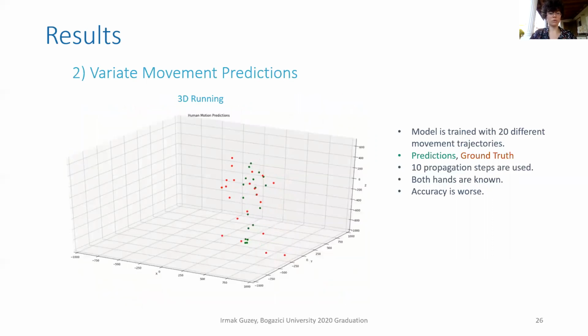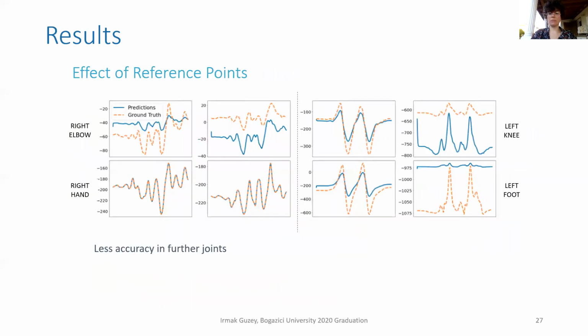And this is also another look in 3D for the running action. To further investigate the model and the results, here we show the predicted and ground truth positions of different joints through the walking trajectory from the first experiment.